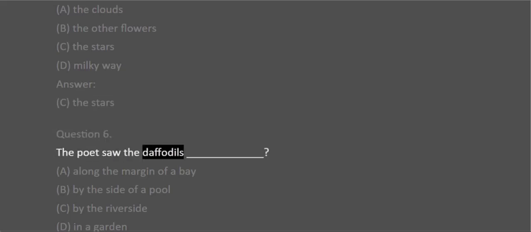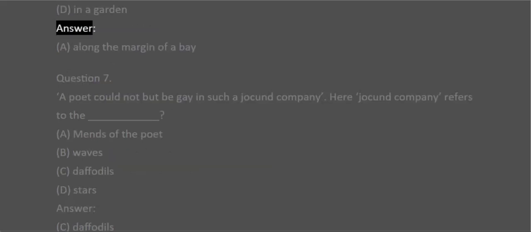The poet saw the daffodils A. Along the margin of a bay. B. By the side of a pool. C. By the riverside. D. In a garden. Answer. A. Along the margin of a bay.